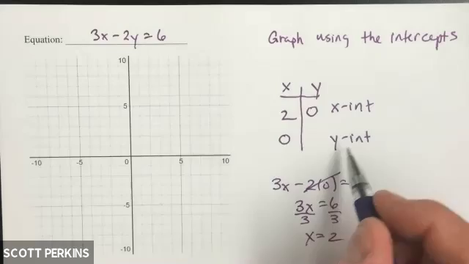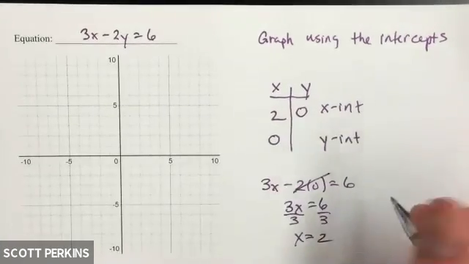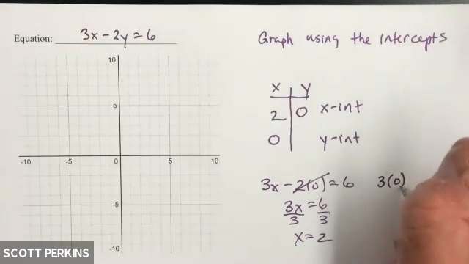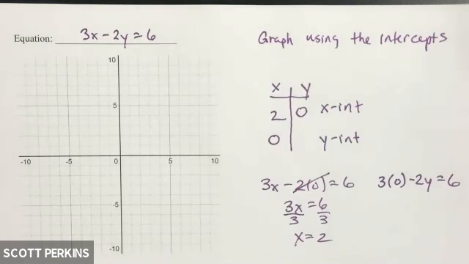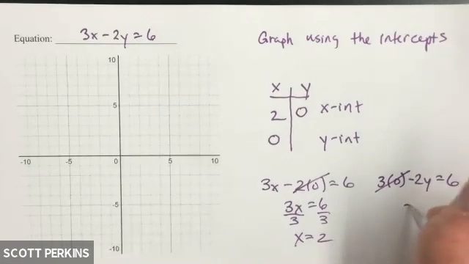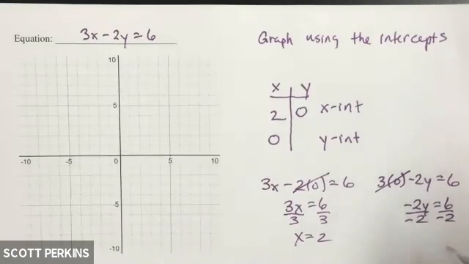Similarly, for the y-intercept, I'm going to plug in the x value 0. So what I get is 3 times 0 minus 2y equals 6. 3 times 0 is 0. Boom, that's gone. And I'm left with negative 2y equals 6. I divide by that negative 2. And you can see how the arithmetic just goes nice and quick and easy.